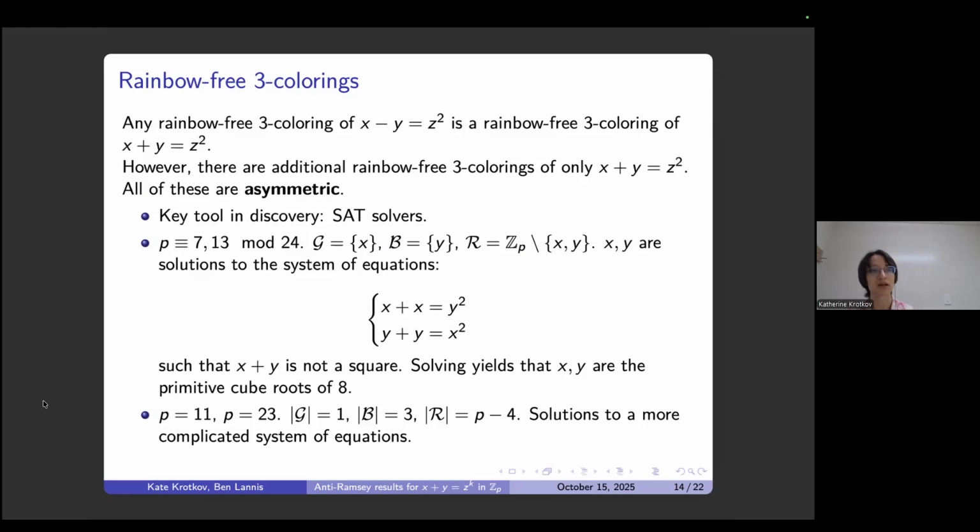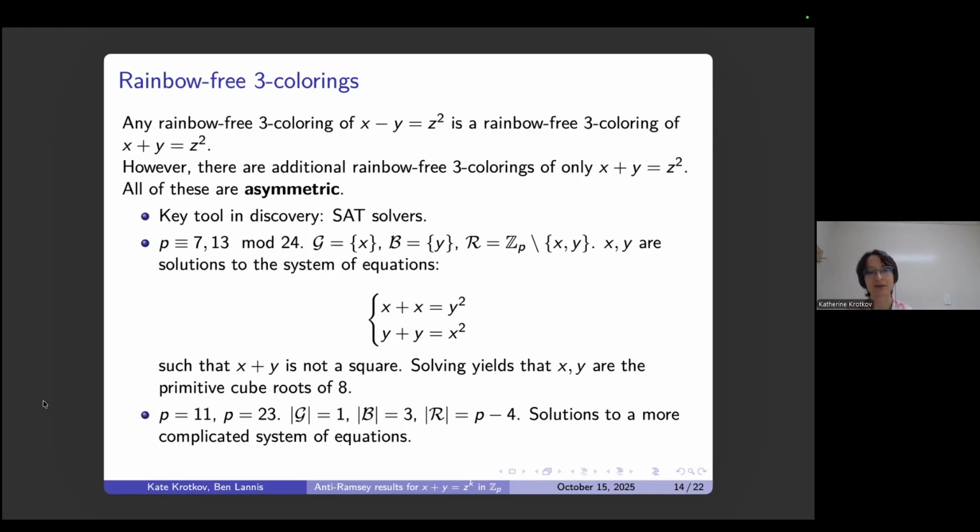Because just trying to find existence of different types of solutions under our equation is very difficult if you don't know what you're working with, especially if you try to generalize to larger primes right away. But the tool that we used, at first we used brute force computer programs, which just generated every single rainbow-free three coloring by going through every single coloring and making sure that it was rainbow-free. That starts getting slow around p equals 23, so it's not very good for generalizing large patterns.